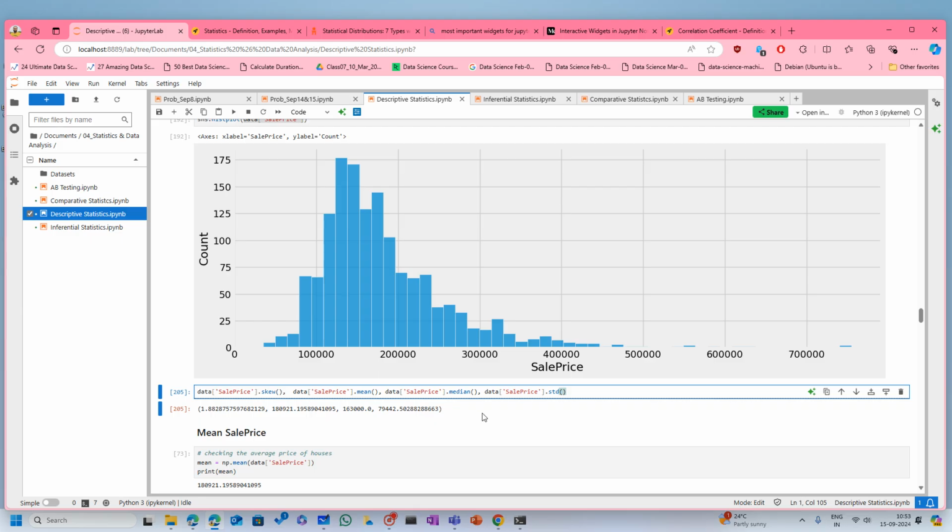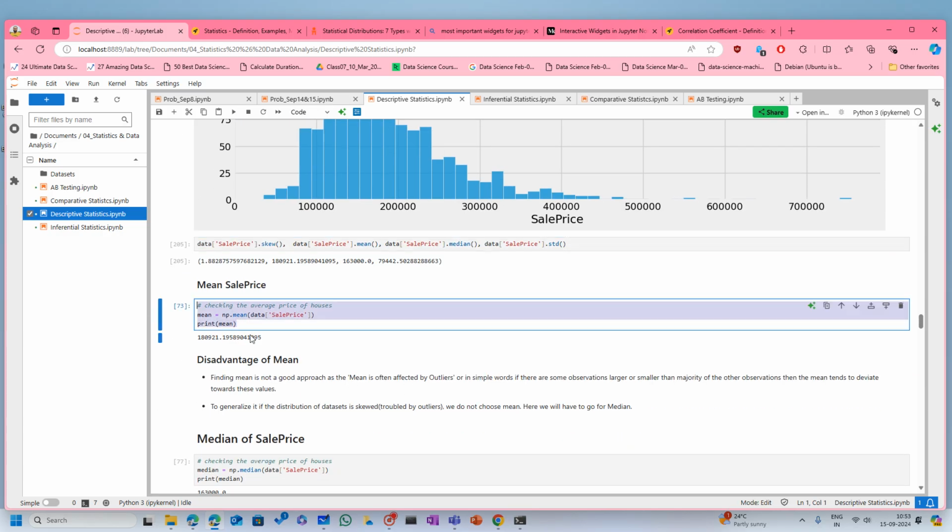Okay, this is what it is. So how far away your points are from the mean is what the standard deviation is telling. That means the broker must be quoting 80,000 points either greater or smaller than the average to sell those houses. Okay, so that's what it means.